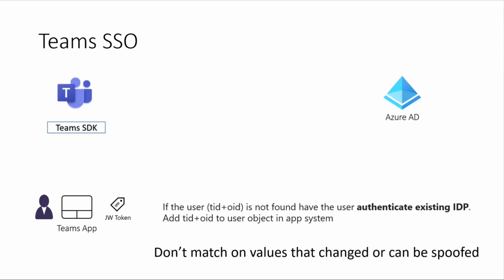And just a final warning, you shouldn't try to match on values. They could be spoofed or changed in any way. You really should be basing all of this off of something like tenant ID and object ID, or possibly the subject claim.